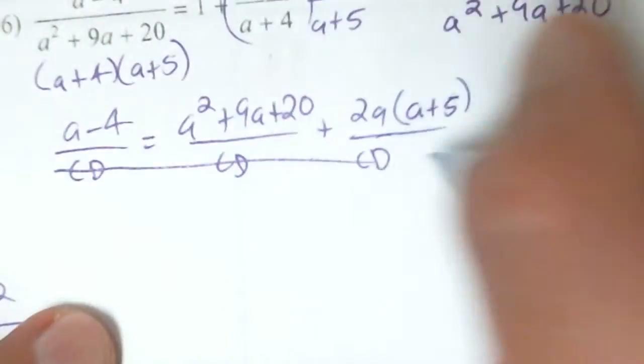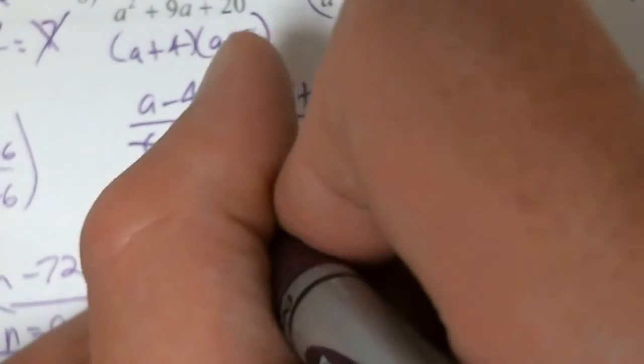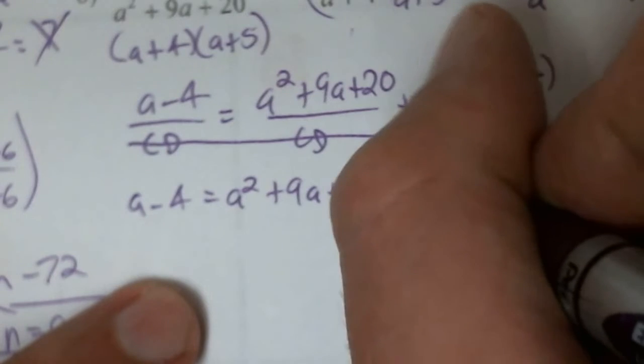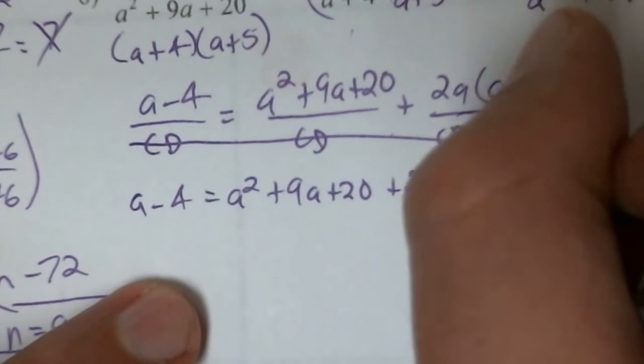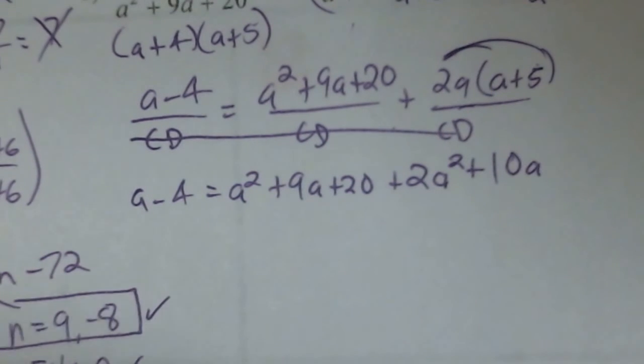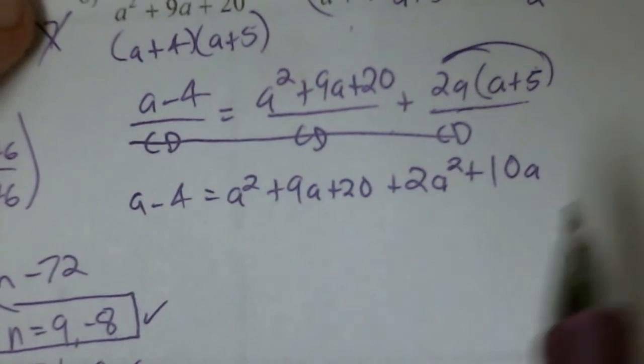Common denominators go away. So a minus 4 equals a squared plus 9a plus 20 plus 2a times a is 2a squared plus 10a. Just distributing there. All right, and now let's combine like terms.